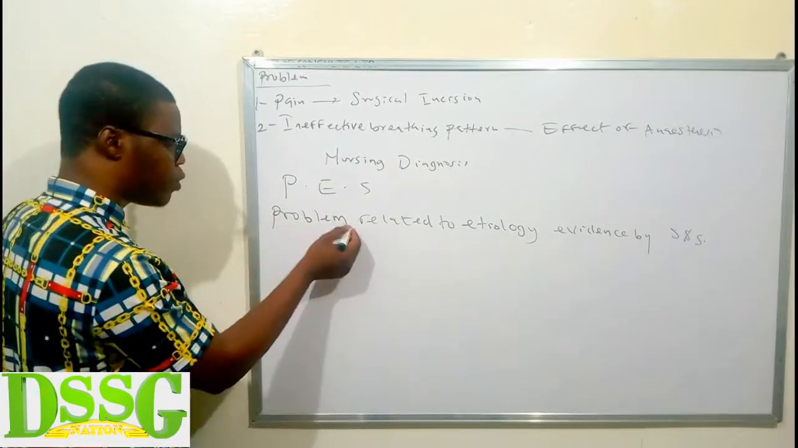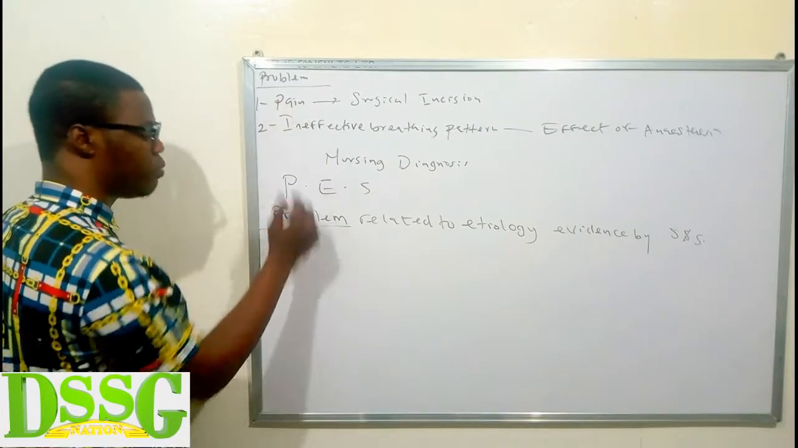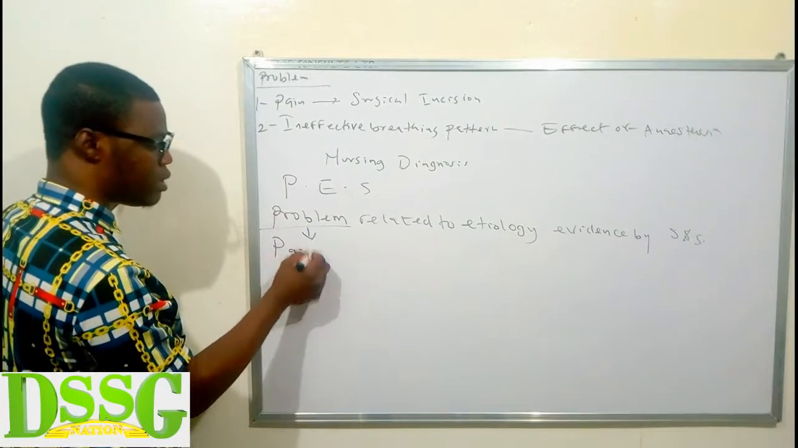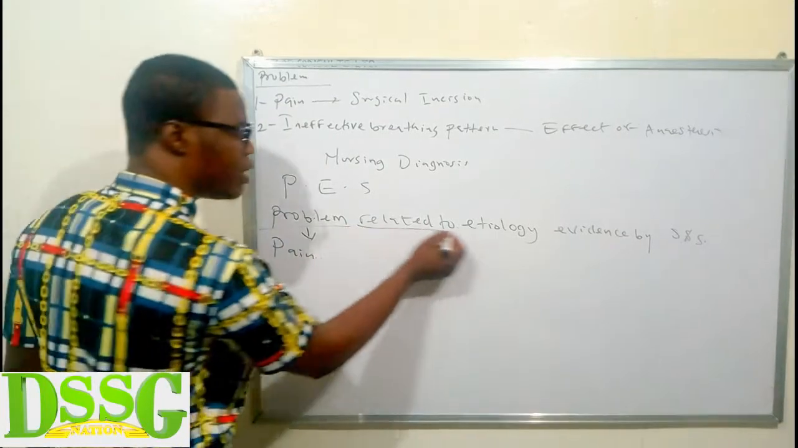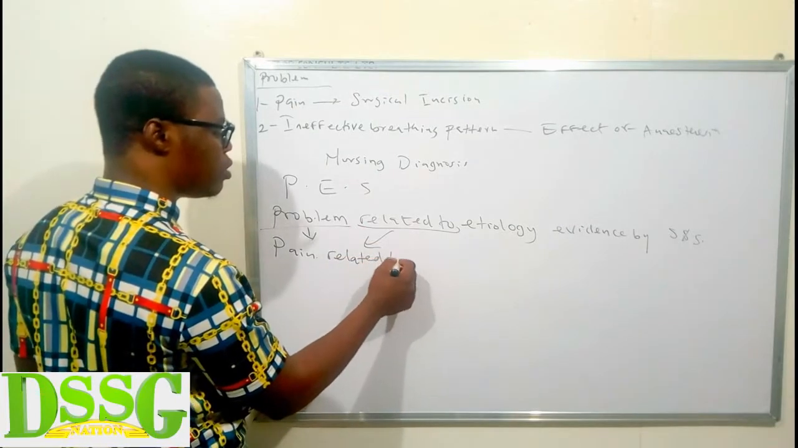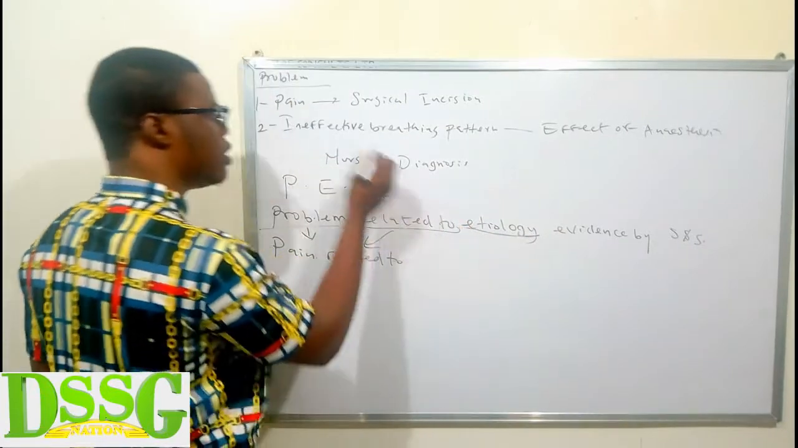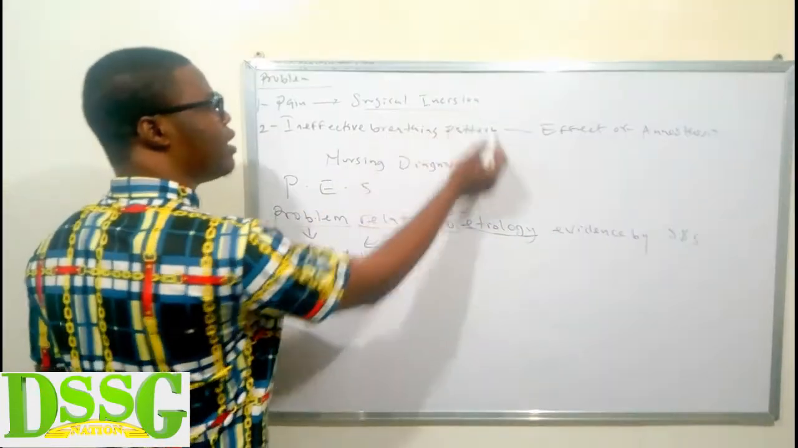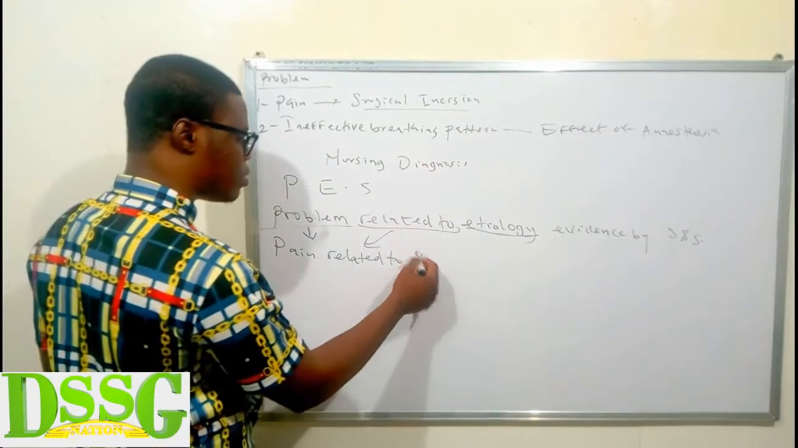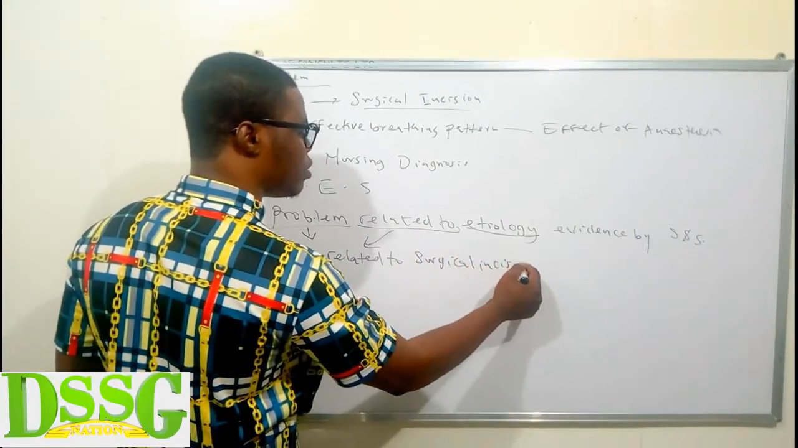Now, using this, you want to write a nursing diagnosis for this post-operative patient. So, you want to pick the problem. So, what problem will the person have? Pick the first one, pain. So, the problem is the pain. So, you bring in your related to, that is caused by etiology. So, what is the cause? The cause for this pain is what? The surgical incision. So, related to surgical incision.